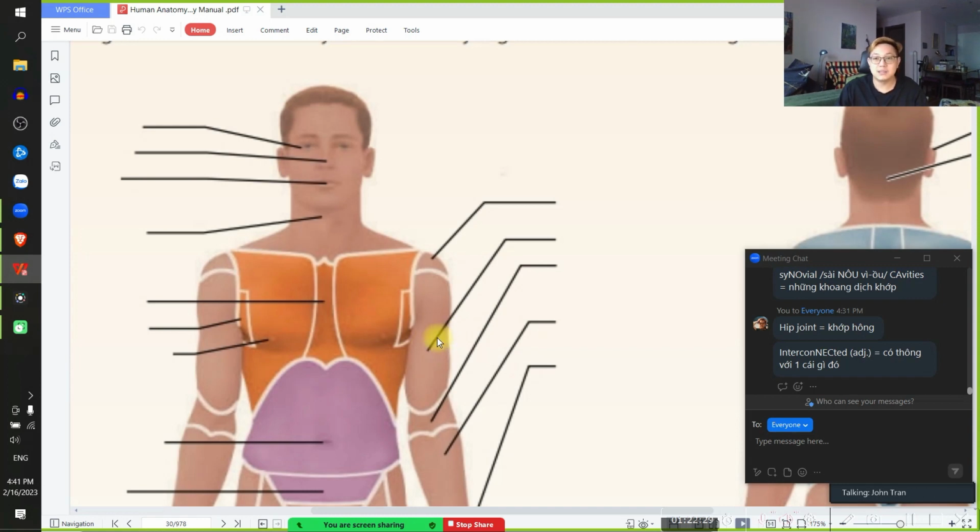No. Upper arm. Bra something. Brachial. Okay, brachial, like a branch, you know.